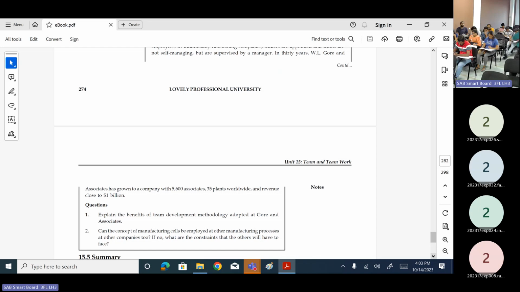Right, then the second one: can the concepts of manufacturing sales be employed at some other organizations and other manufacturing processes? If not, that hint is given, no? Then you have to say no. This is typical to this organization only. In others, you can say it is very difficult to adopt it. That's how the question is given. If no, what are the constraints?